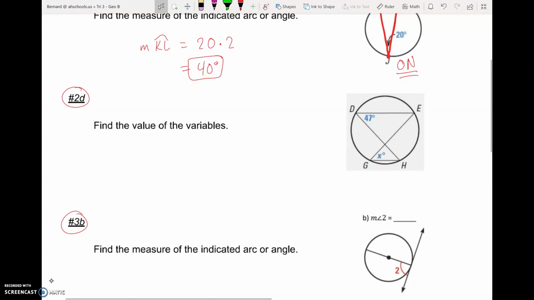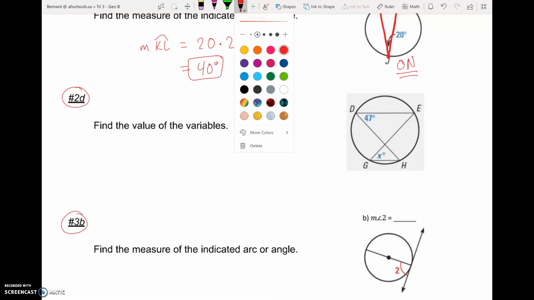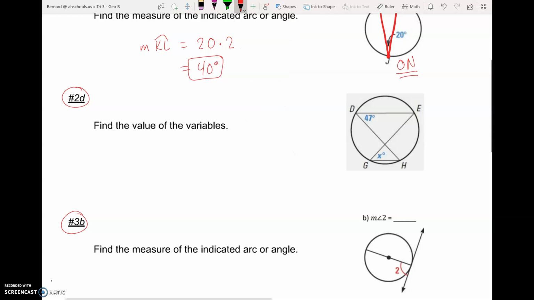All right, now 2D is talking about another concept that comes up within the same kind of skill set. And so if we look at angle D, right? That's an angle on the edge of the circle. If I look to E and to H, right, that's kind of highlighting the edge of our 47-degree angle. That shows me that the arc in between those is this arc from E to H, right? But then if I look at my X angle, because X is also an angle on the edge of my circle, if I follow the sides of that angle, it brings me to E and H.